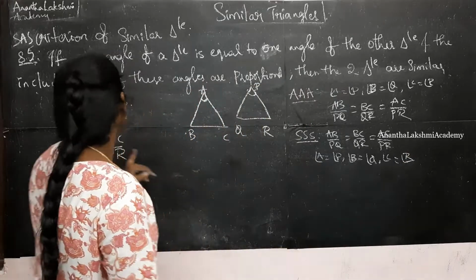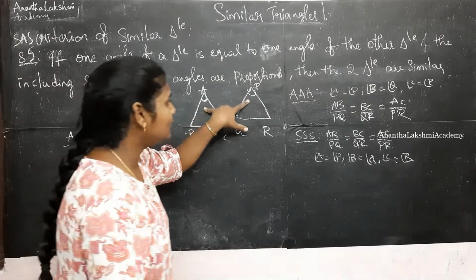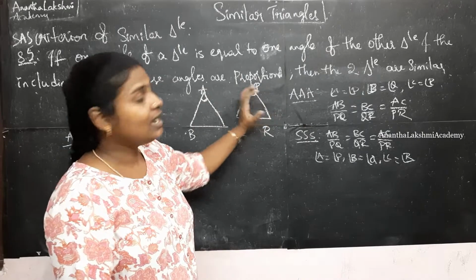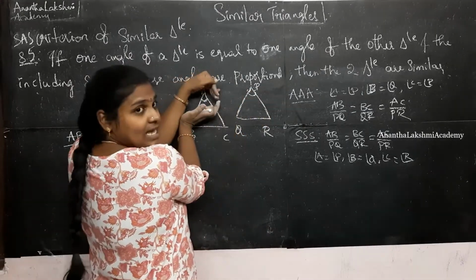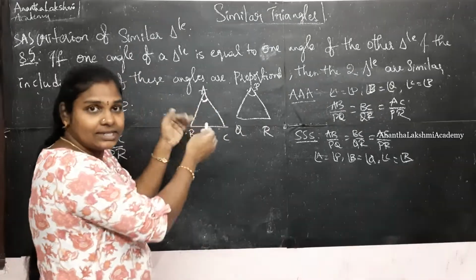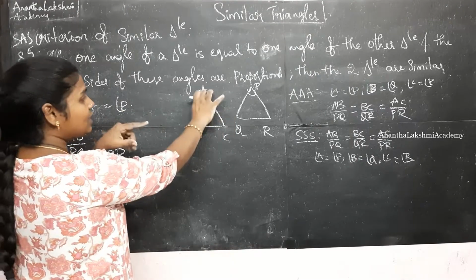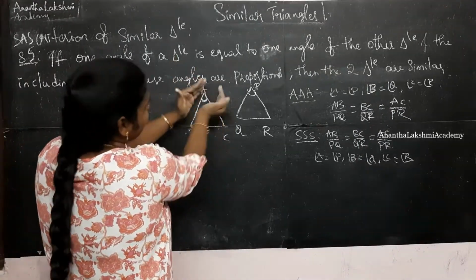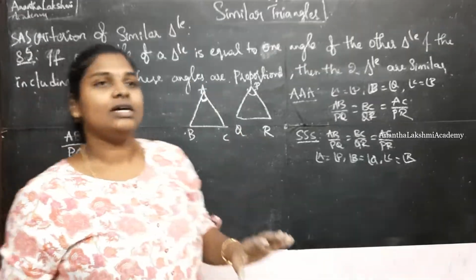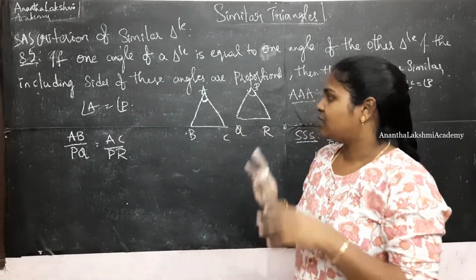Okay, now in SAS, side angle side, we are saying that when one angle of one triangle is equal to one angle of the second triangle, then the sides including this angle are proportional, which meant the sides in which this angle is enclosed. You have to consider this and this, not this. Okay, keep it in mind. When the sides enclosing this angle are proportional. Okay, so that is about the criteria for similarity of triangles.